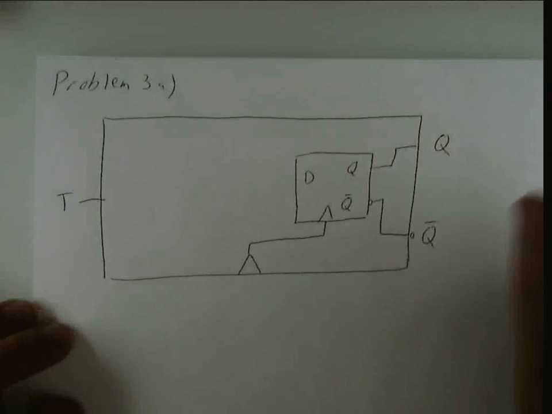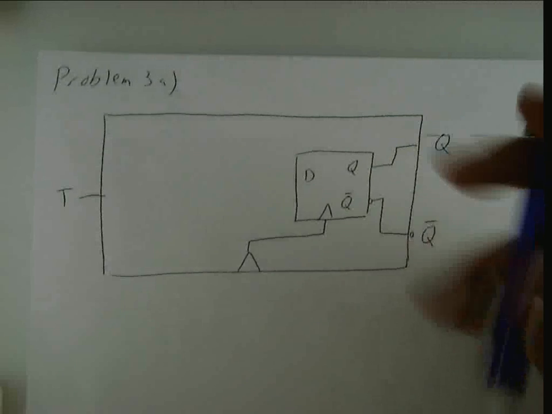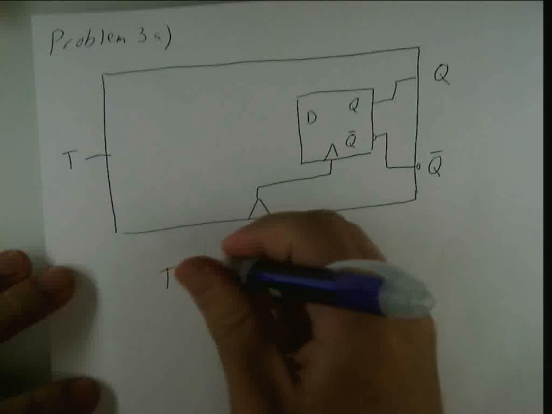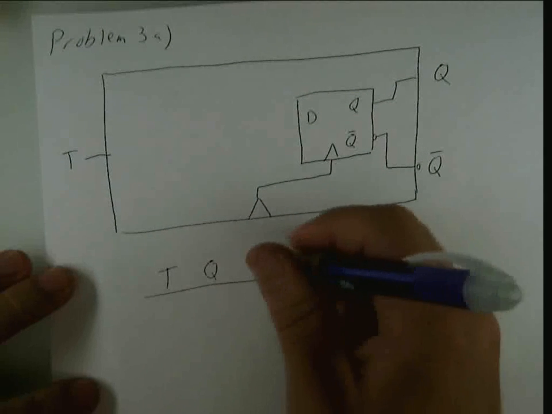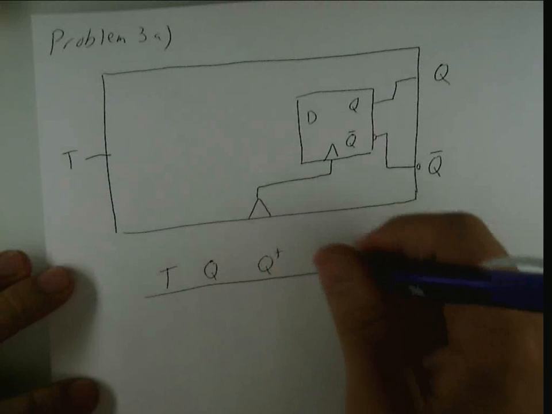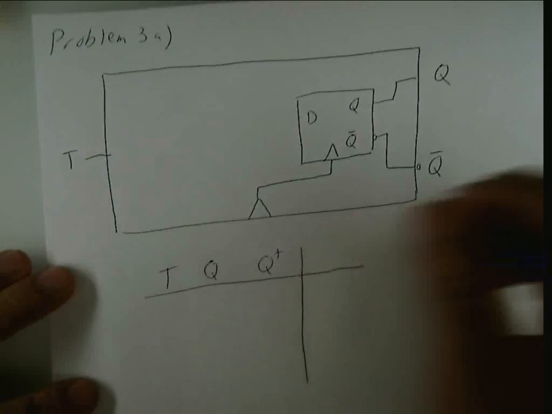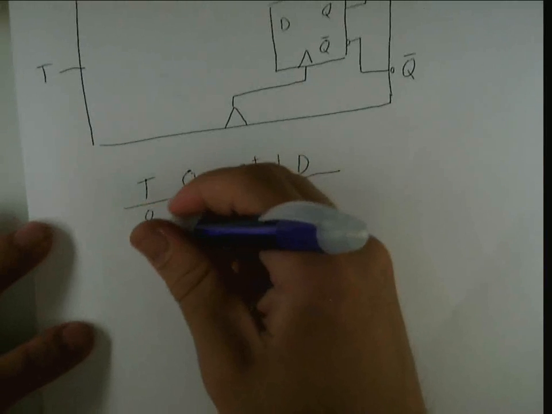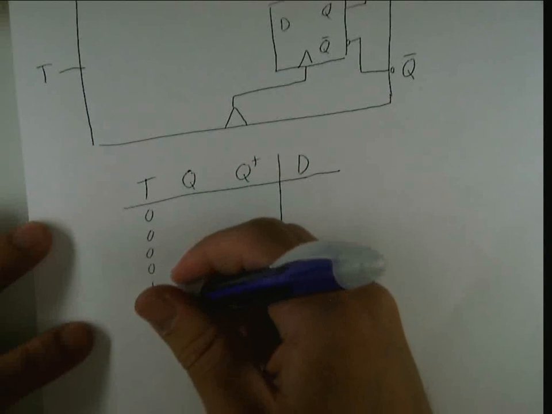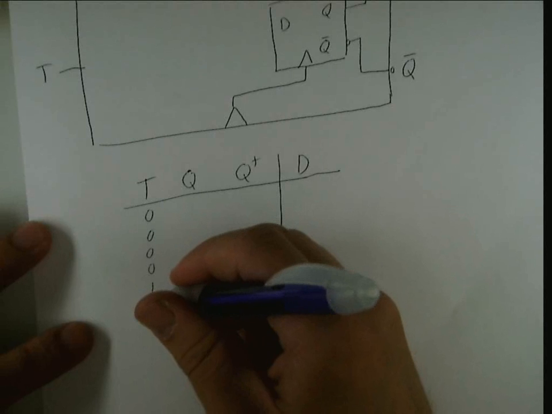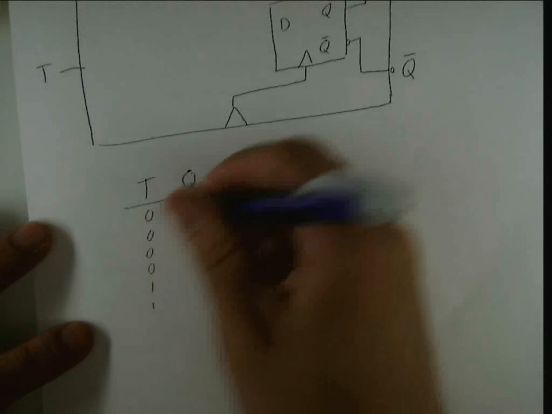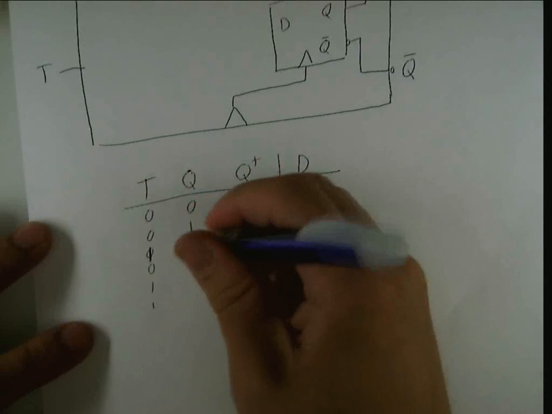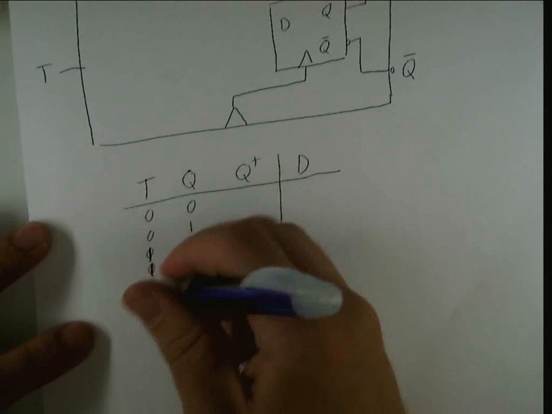So the next thing I need to figure out is how I'm going to get there. I need to figure out the functionality of a T. So I've got T and Q, that's my inputs, and I'm going to have Q plus for my next state. And then I'm going to need to solve for D using my excitation tables. So T is 0, and, so actually no, sorry. We're going to have 0, 0, 0, 1, 1, 0, 1, 1. We only need these down here.